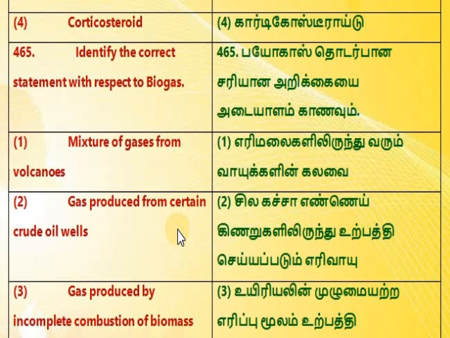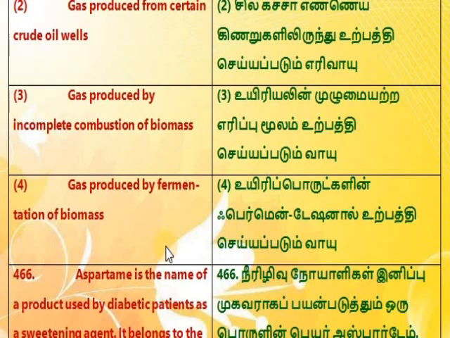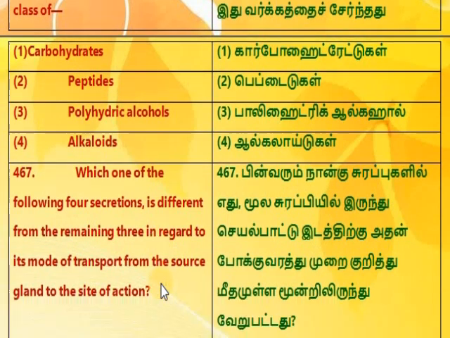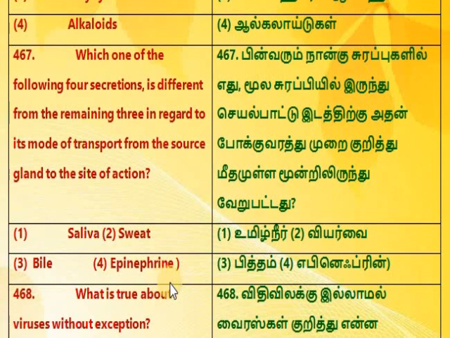465 Identify the correct statement with respect to biogas. 1. Mixture of gases from volcanoes. 2. Gas produced from certain crude oil wells. 3. Gas produced by incomplete combustion of biomass. 4. Gas produced by fermentation of biomass. 466 Aspartame is the name of a product used by diabetic patients as a sweetening agent. It belongs to the class of 1. Carbohydrates. 2. Peptides. 3. Polyhydric alcohols. 4. Alkaloids.